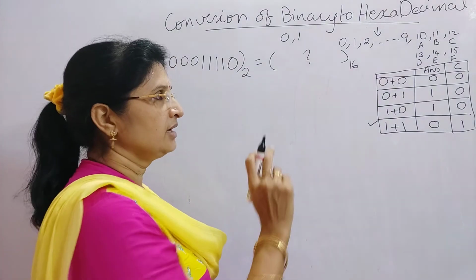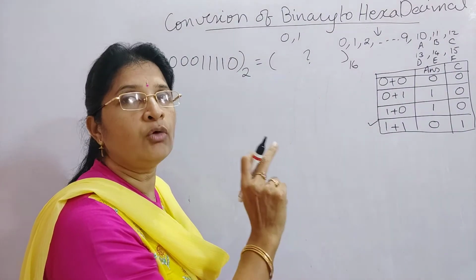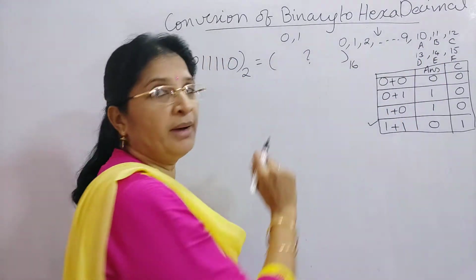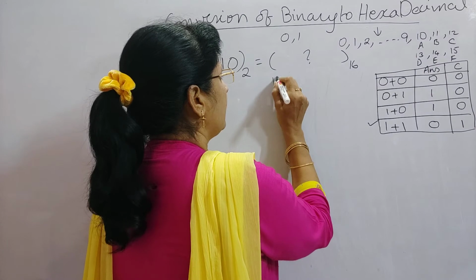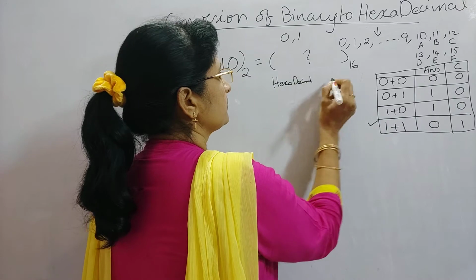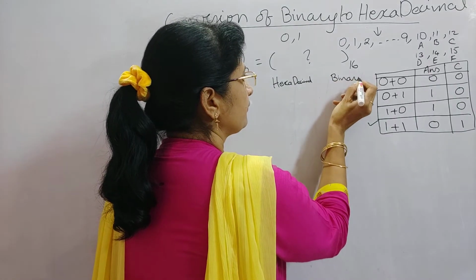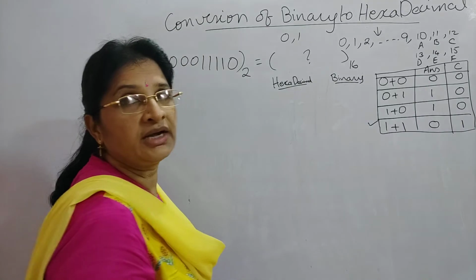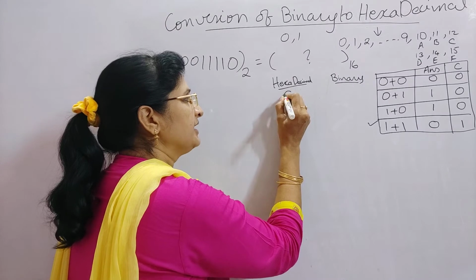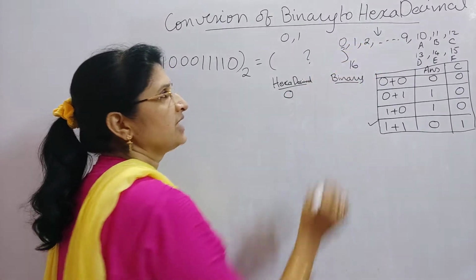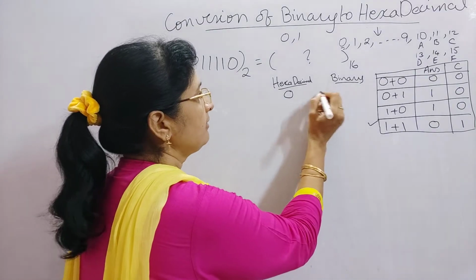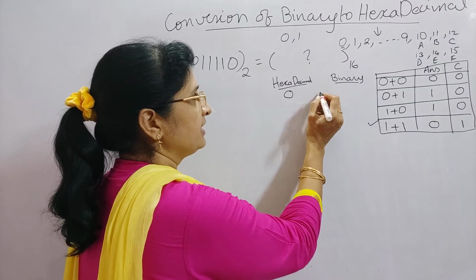Now, using this, we will see how we can write the codes for all the 16 hexadecimal digits in binary. First of all, I will write the hexadecimal, and here I will write the binary code. First, we take the starting digit, that is 0. We take that starting digit 0, and then we try to write its binary code.